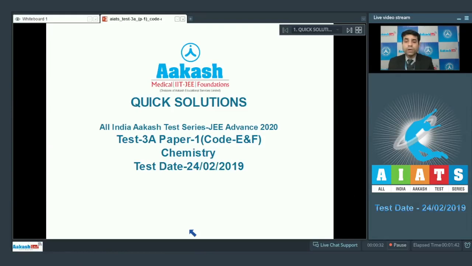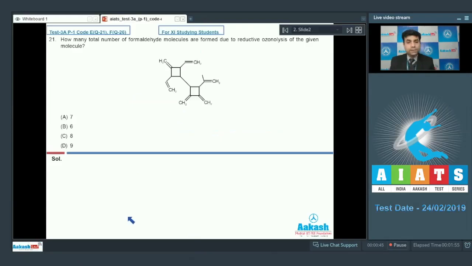In this session, we are going to discuss the quick solutions of All India CAST Test Series JEE Advanced 2020, Test 3A. I have paper 1. Let's start with the first question of the chemistry section. This is the first question we have.